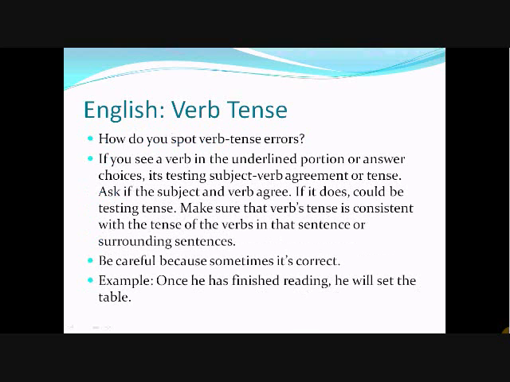And how do you spot verb tense errors? If you see a verb in the underlying portion or answer choices, it's testing subject-verb agreement or tense. Ask if the subject and the verb agree. If they do, it could be testing tense. And make sure that verb's tense is consistent with the tense of the verbs in that sentence or surrounding sentences. Be careful because sometimes it is correct. Example, once he has finished reading, he will set the table. Like, that's correct. There's nothing wrong with that.